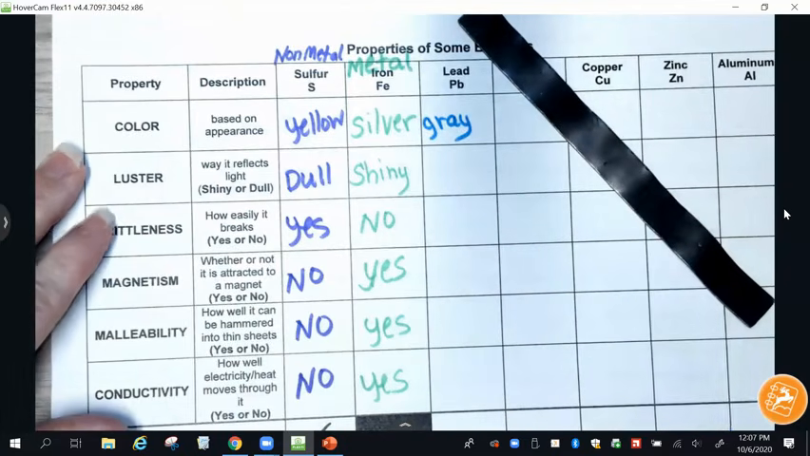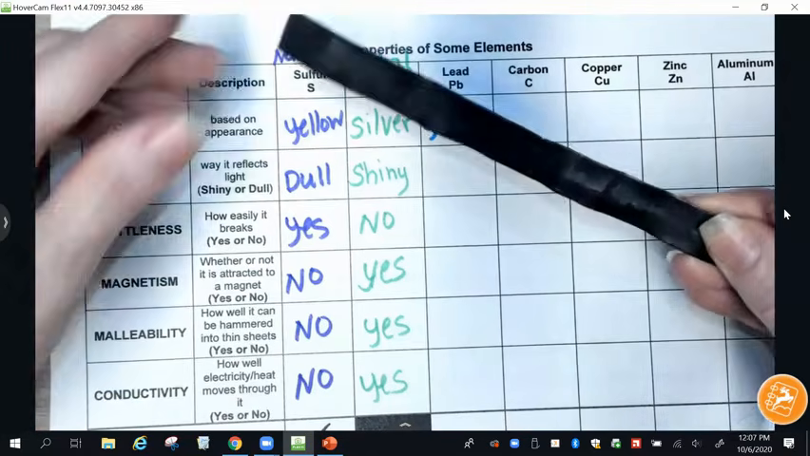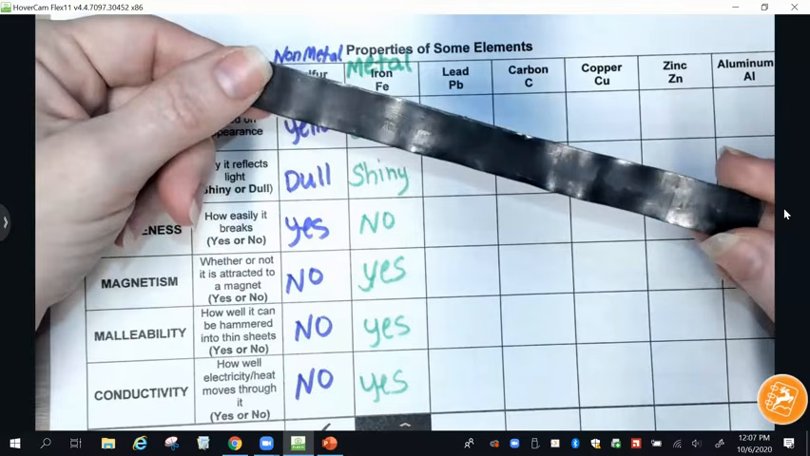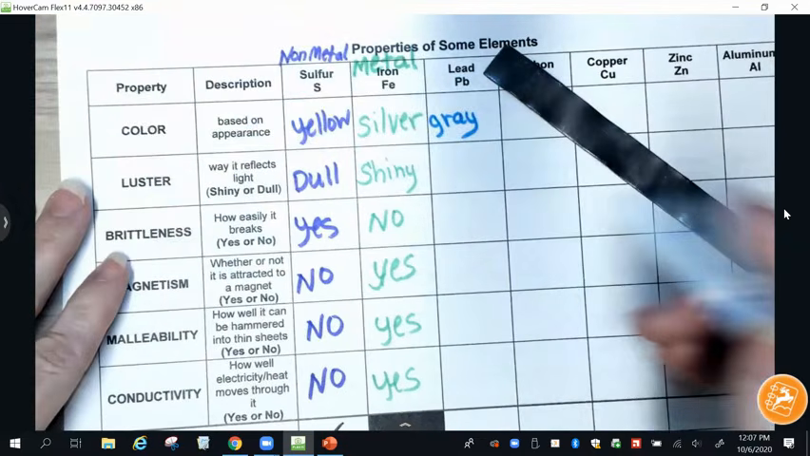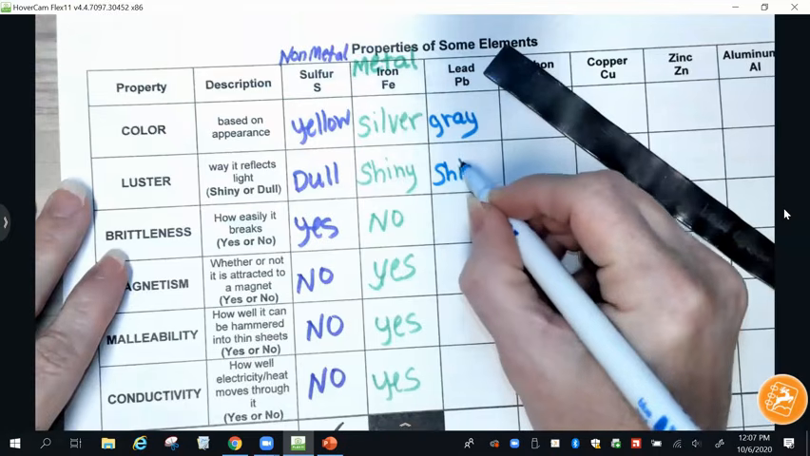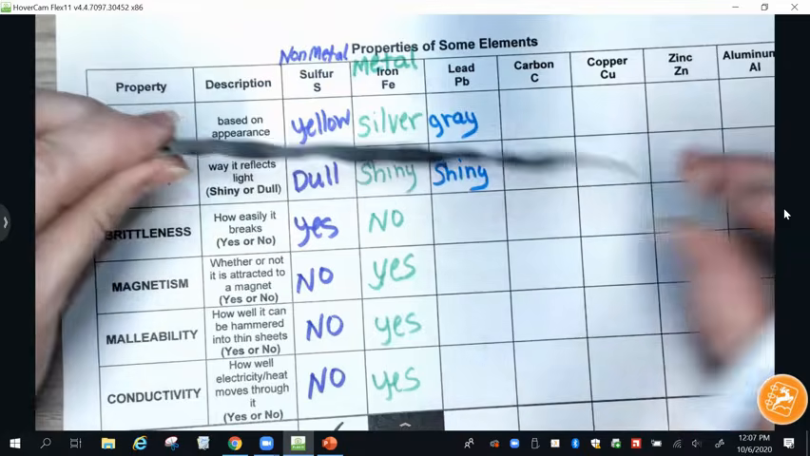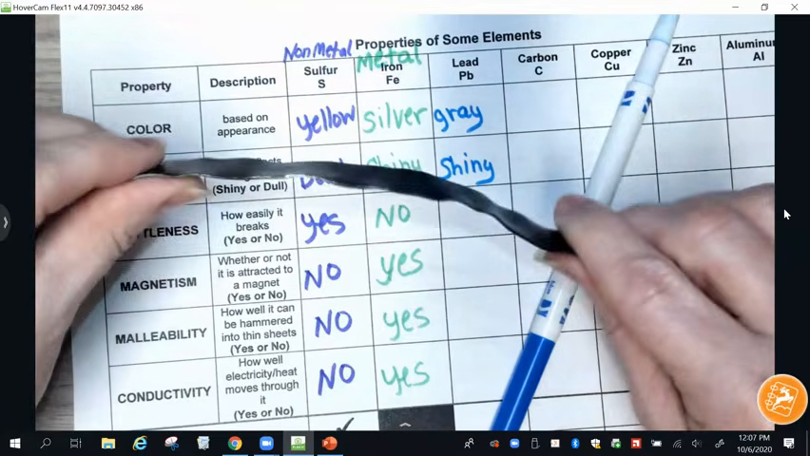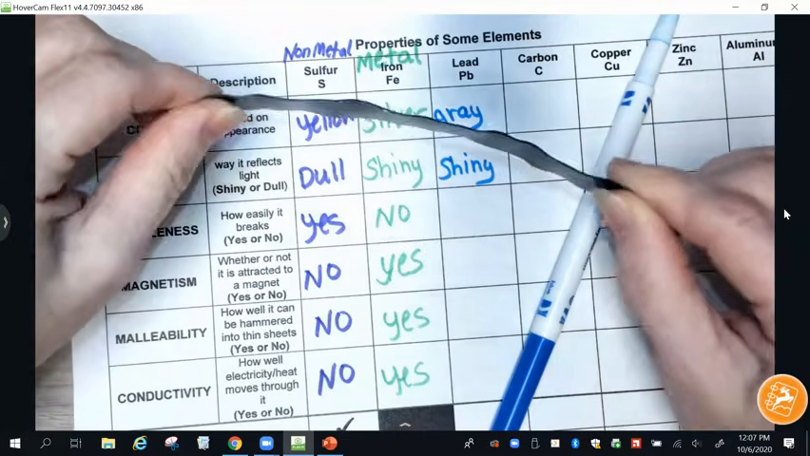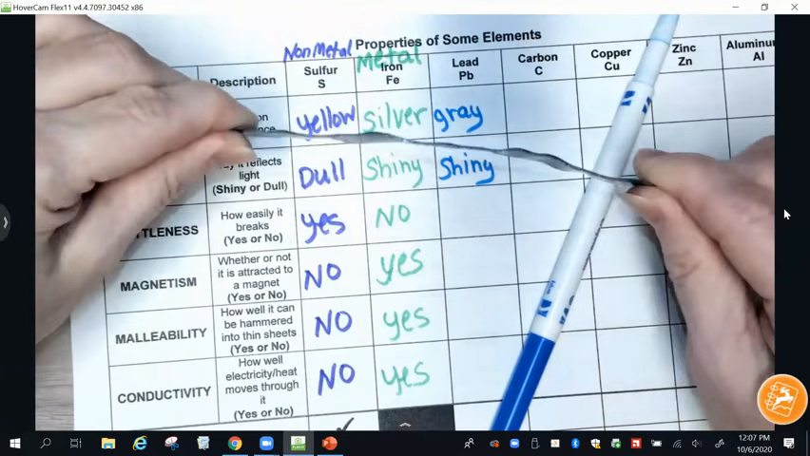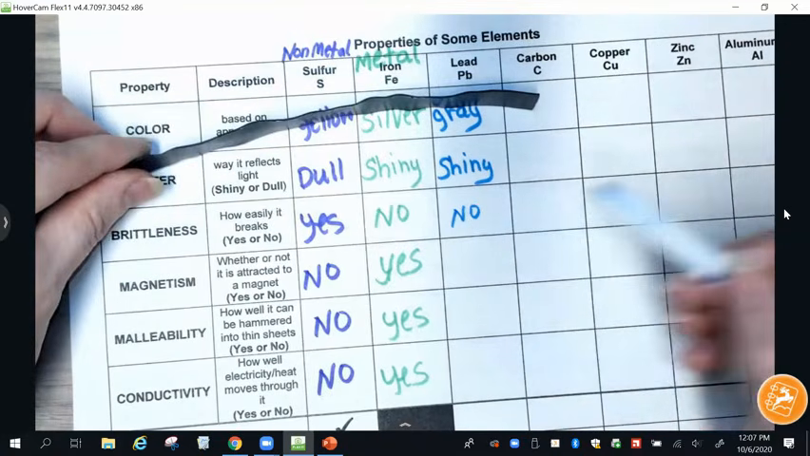And for the luster, is it kind of shiny? Yes, look at it. Yeah, it is. It's reflecting some light. So we're going to say shiny. For brittleness, watch this. If it was brittle, could I bend it like that? No. So this is not brittle. So we're going to say no.